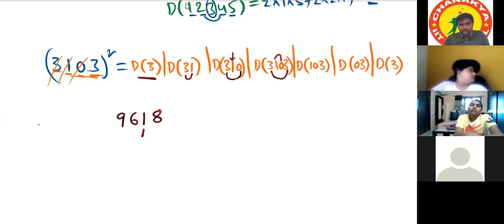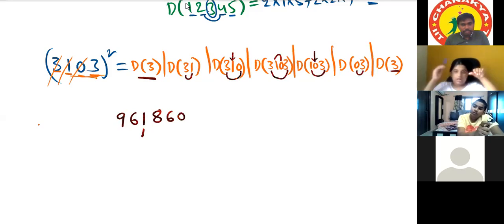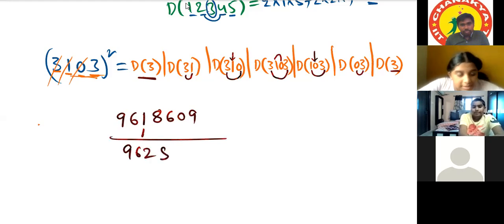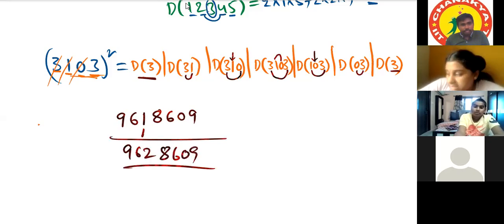Next, duplex of 103: the product of these two is 3, 3 double is 6. As the middle digit is 0, we can ignore that. So it is 6. Next, the product of these two is 0, 0 into 2 is also 0. So it will be 0. And the duplex of 3 is 9. So after balancing, your answer will be 9628609.